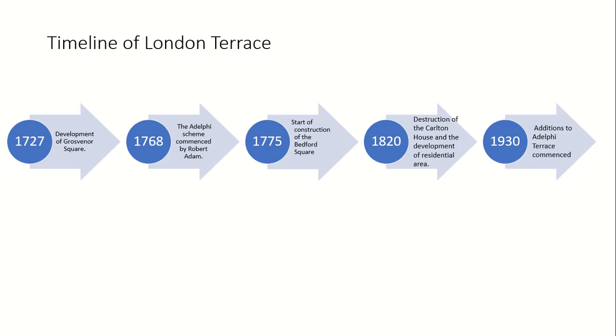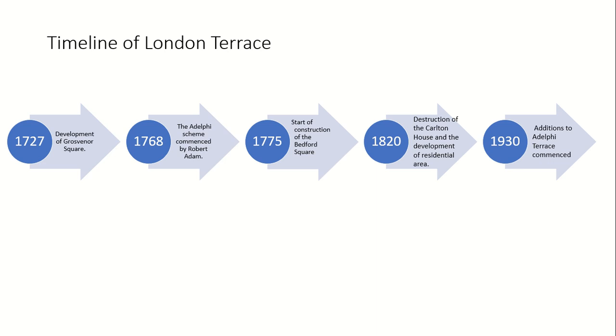The next timeline illustrates important dates of terraces I will be explaining later in my presentation. In 1727, the development of Grosvenor Square began and would be one of the first areas of London to become a trademark toward Georgian architecture with its terrace housing.